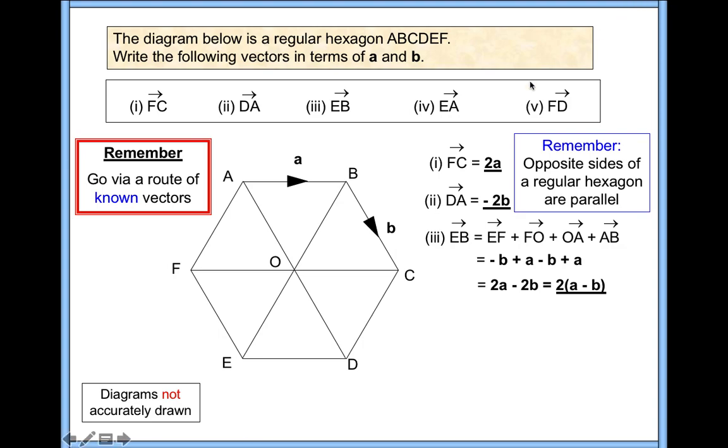Now we will go to the next part of the question, vector EA. See, I have drawn vector EA with a blue arrow, students.